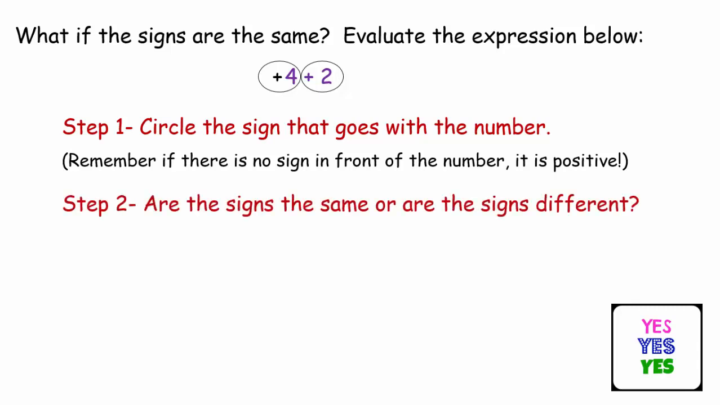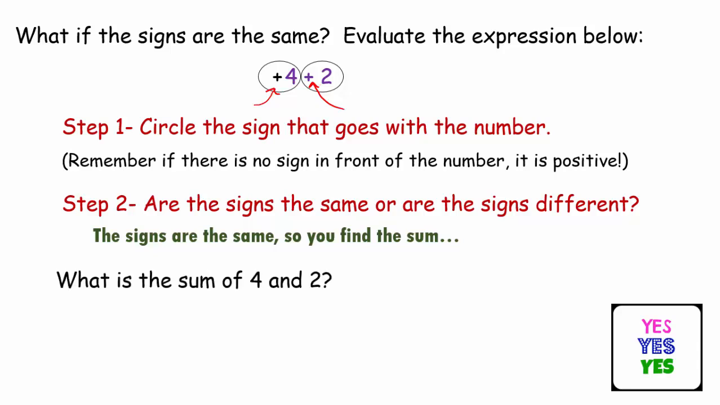Are the signs the same or are the signs different? The signs are the same. We're going to find the sum. That 4 is positive. That 2 is positive. Signs are the same. Find the sum. That means you just add them up. What's the sum of 4 and 2? The sum of 4 and 2 is 6.